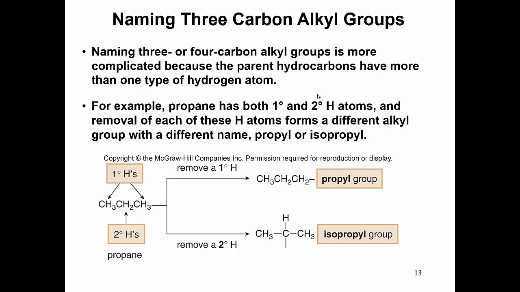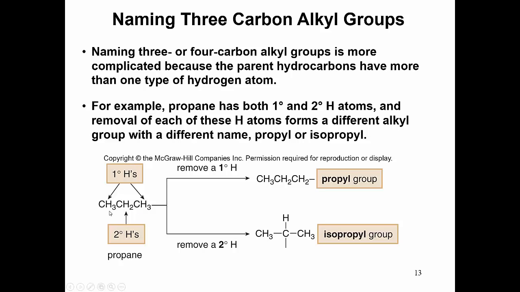Okay, so let's go back to the example we promised and see how some of these work with 3 and 4 carbons, at least at first. These have more than 1 type of hydrogen. In propane we've got primary and secondary hydrogens, and if you remove a primary or a secondary hydrogen, we're left with different alkyl groups that can attach to a molecule. So we have an isopropyl group because it's going to attach in the middle, or a propyl group, straight chain, that's going to attach on one of the end terminal carbons.